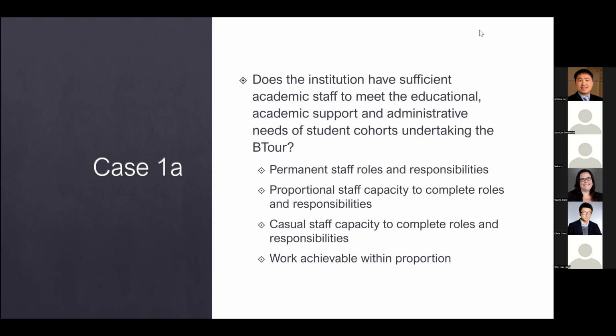So again, as we've already highlighted, I want you to be paying attention to the permanent staff roles and responsibilities, the proportional staff capacity to complete the roles and responsibilities, the casual staff capacity to complete the roles and responsibilities, and the work achievable within the proportion. Right? So those different elements that we've just gone through, what I would like you to do is to review those within the case study.